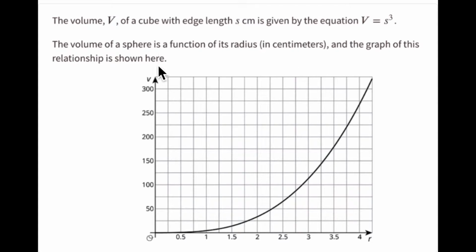And for the volume of the sphere, we're going to use this graph. Down here along the x-axis, this is the radius of the sphere. You read along the radius of the sphere, read up to the graph, and then read over to figure out what the volume of that sphere is given the radius.